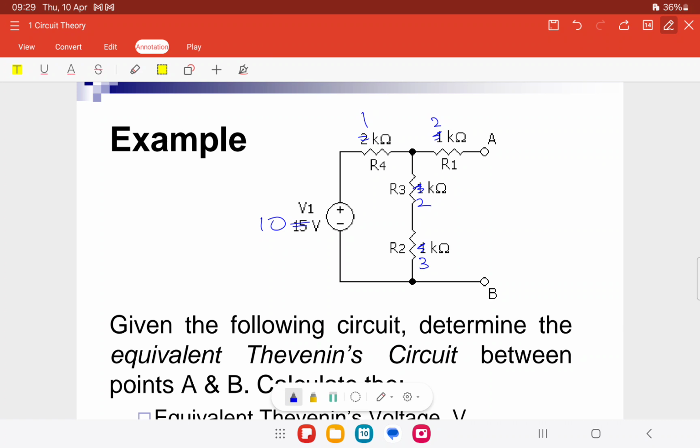For the Thevenin's, dia memang kena ikut step dia. Step 1, take out the components. Kalau macam ni dah tak ada components, okay lah. Okay, step 2, step 3, step 4 tu boleh tukar. Nak kira RTH dulu ke, VTH dulu ke, up to you.